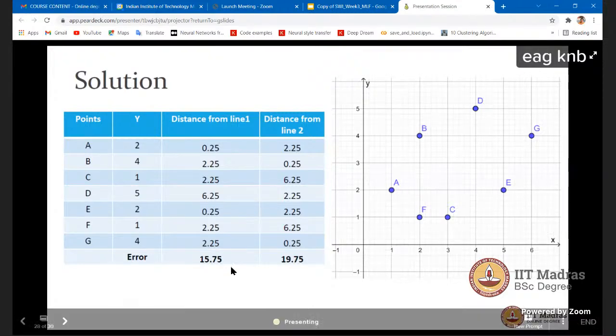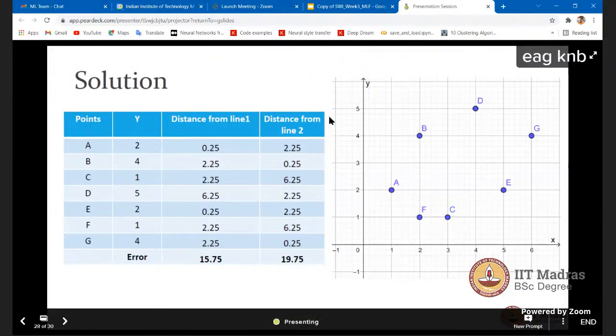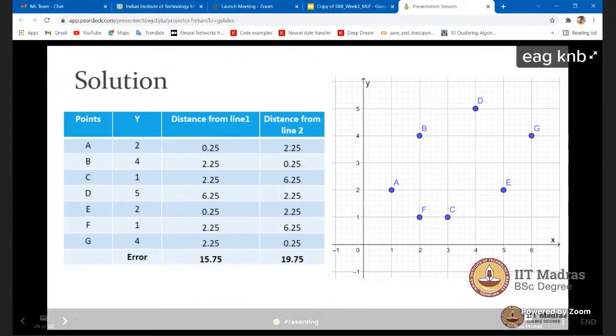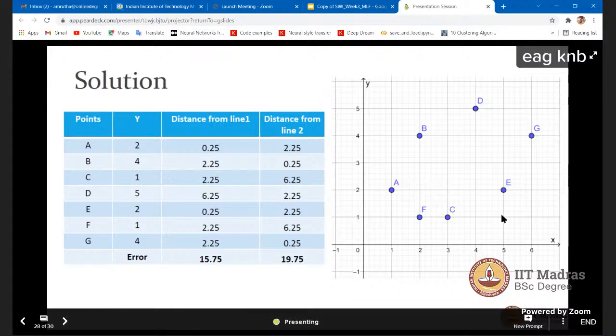Did everyone get this, or did any of you get any other answer? Yes, ma'am, I got 4. My lazy method was that I didn't even calculate them, because you could cancel all of them: 0.5 squared, 1.5 squared. So only 2.25 and 6.25 will remain. That difference will remain. So ma'am, I found the minimum error.